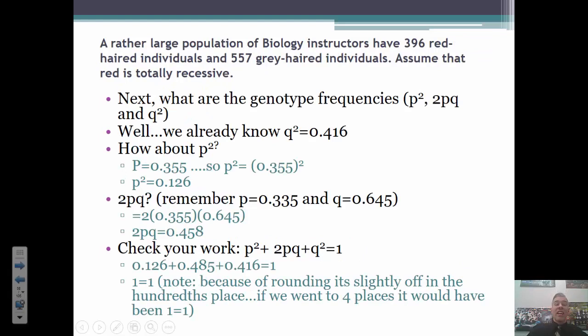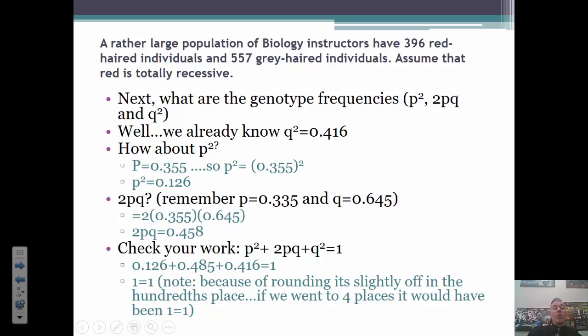So next, we want each genotypic frequency, P squared, 2PQ, and Q squared. We already know Q squared is 0.416. We figured that out in the first step. But how about P squared? Well, we just calculated P, which is 0.355. We square it, and you get P squared to be 0.126. For 2PQ, you take 2 times 0.355, which is the frequency of P, times 0.645, which is the frequency of Q, and you end up getting 0.458.